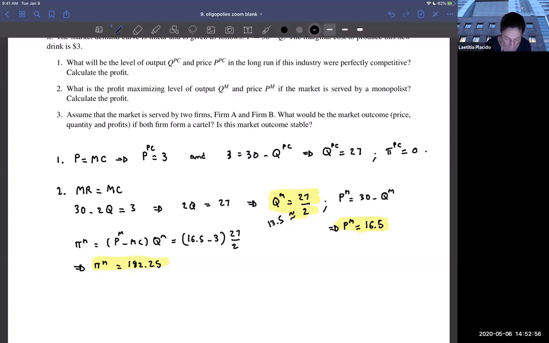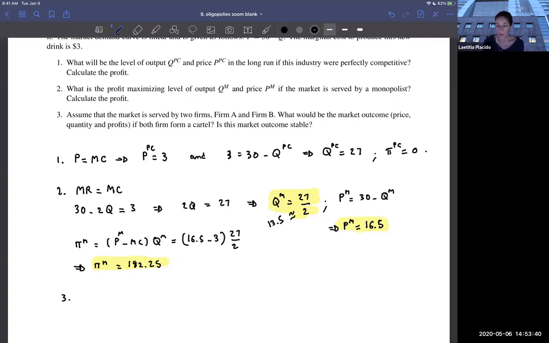All right, so now let's move to question 3. Assume that the market is served by two firms, firm A and firm B. What would be the market outcome if both firms form a cartel? Okay, so in this question, we are going to assume that firm A and firm B are going to talk to each other, and they're going to try to coordinate to increase their profits. Okay, so now you have two firms on the market. What is the market situation in which you get the highest possible profit?